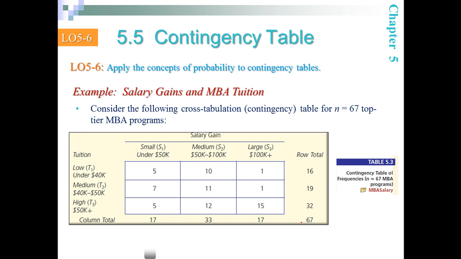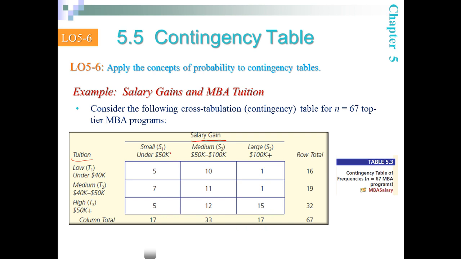This brings us to contingency tables. A contingency table is basically just a table that tells us values associated with more than, well, in this case, two different variables. So here we've got, for 67 top-tier MBA programs, salary gain, so how much you improve your salary by going to their program over the 2 years or whatever it is, and the tuition. So we've got small gain, medium gain, large gain, and then counts for each of these things.